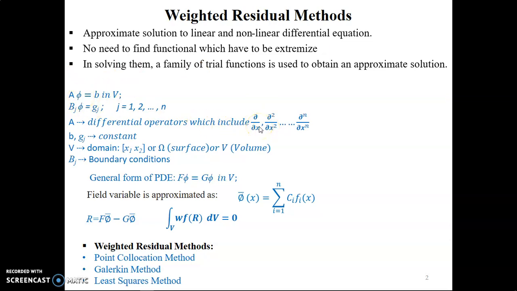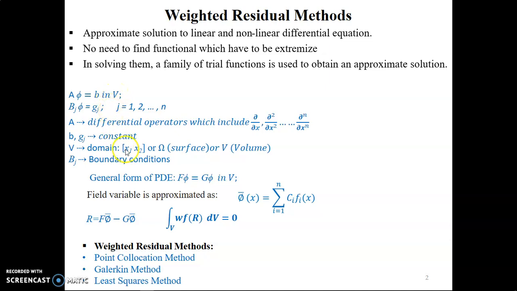This can be the first order derivative, second order derivative, up to the nth order derivative. It will depend upon the complexity of the problem. And the term on the right hand side, B, is generally constant. Here V is defined as the domain of the problem.